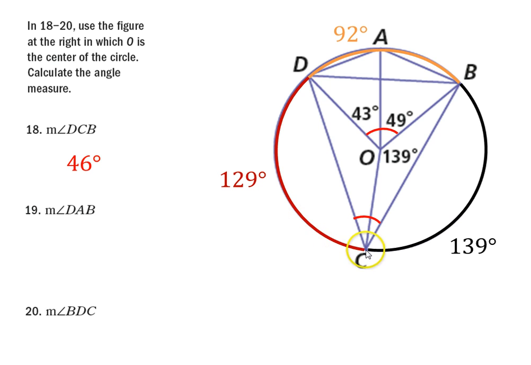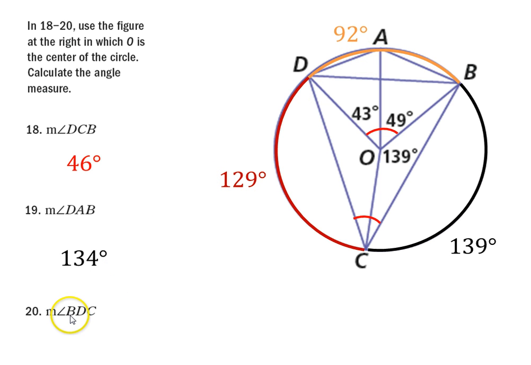And this dark red arc, along with the black arc, is the intercepted arc of angle DAB. The relationship between the intercepted arc and its inscribed angle is that the arc is twice the measure of the inscribed angle. The intercepted arc here is 139 plus 129, which is 268. So the black arc plus the dark red arc is 268. Therefore, the inscribed angle is going to be 134 degrees, because 134 is half of 268. So angle DAB right here is going to be 134 degrees.